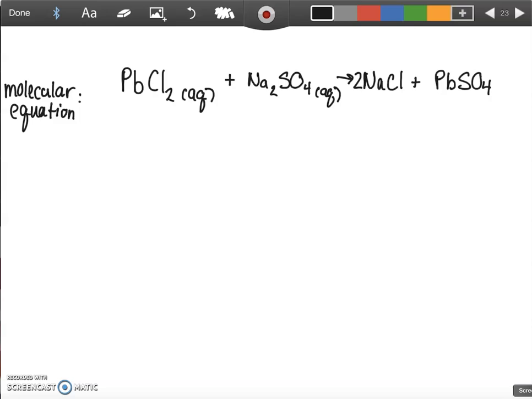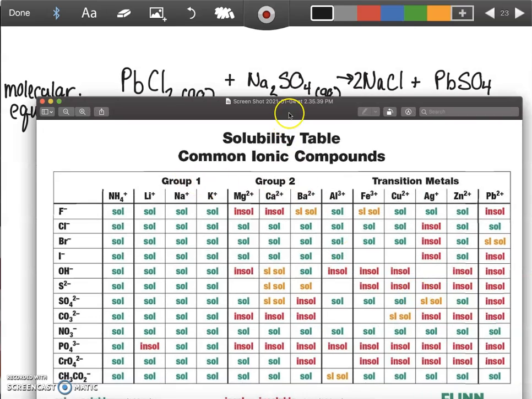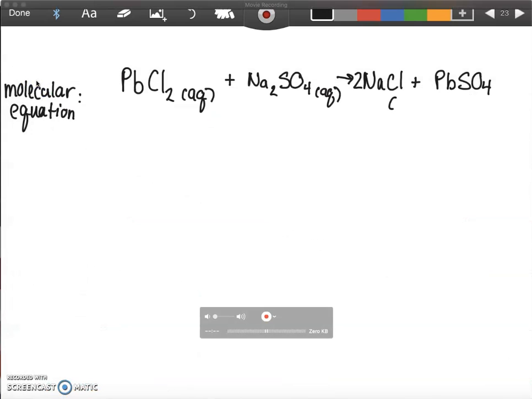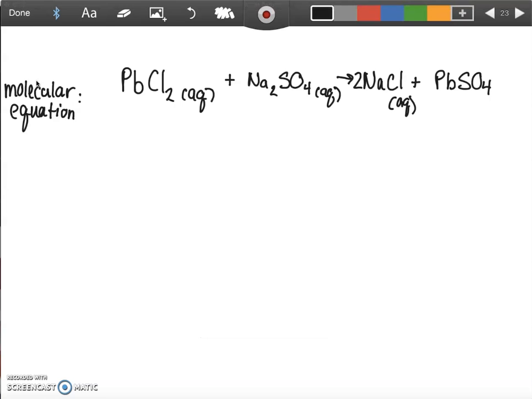Let's start with the sodium chloride, the NaCl. Good thing to know about sodium salts: if there is sodium anywhere, they are almost always soluble. So if you look at this whole column right here for sodium, everything is soluble, including sodium chloride, which is salt. So we're going to go ahead and remember, if it's soluble, it is aqueous because it will dissolve in water.